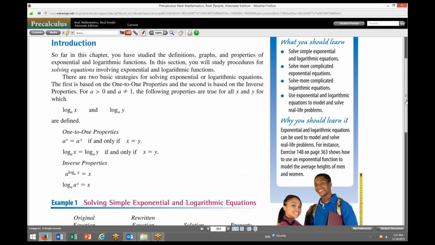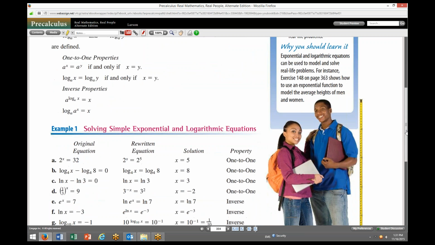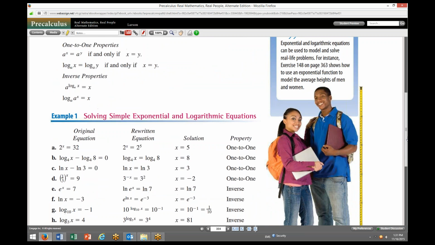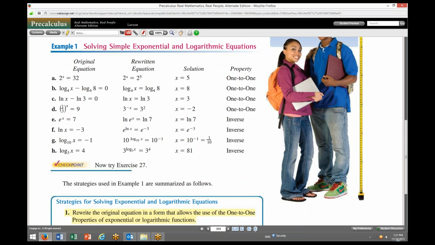You'll see here they talk about one-to-one properties and inverse properties and such as that. But not to get so bogged down in terminology, I'd really like to use our time together here to just help you see the basic mechanics of how you do this. What's the procedure for solving these equations? And it's actually a mixture of algebra and your exponential and logarithmic skills. It's a mixture of both.